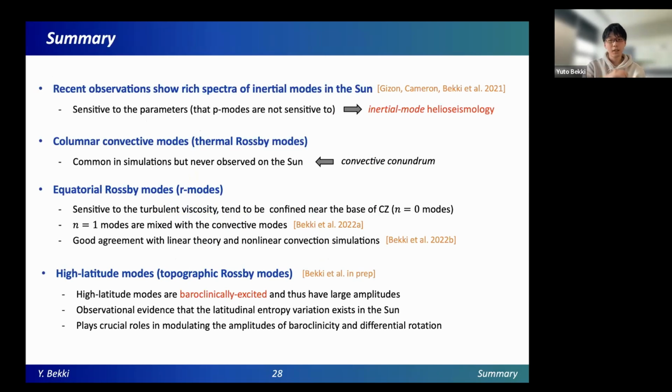All right, so that's basically all I have. So here's the summary slide. Recently, a bunch of inertial modes have been observed on the sun, and all of this numerical modeling that I described today is the first step towards inertial mode helioseismology. And there are also many more interesting things going on. So I'm not going to read all of these, but I just did it.